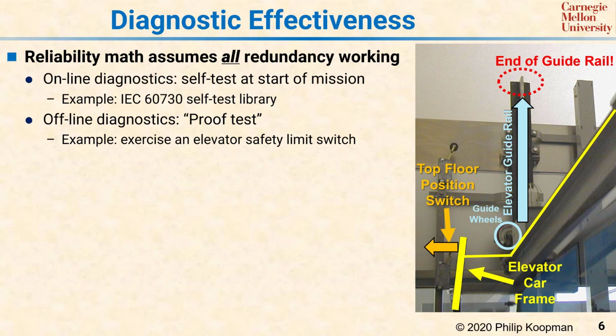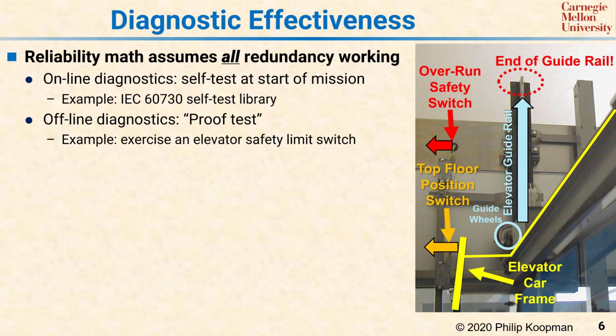However, that switch will eventually break, and we want to have redundancy to avoid overrunning the top floor. There's an overrun safety switch to detect when the elevator has gone past the top floor and is about to run off the end of the rail. This switch is just there in case the top floor switch fails. Well, that sounds great, but how do you know that the overrun safety switch is actually working? It should never be exercised when the elevator works, so you have no idea in normal operation whether that switch works because it's never supposed to be actuated.